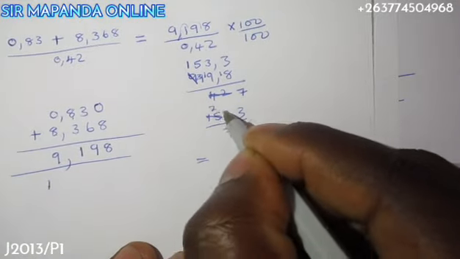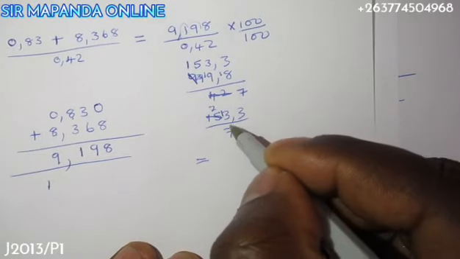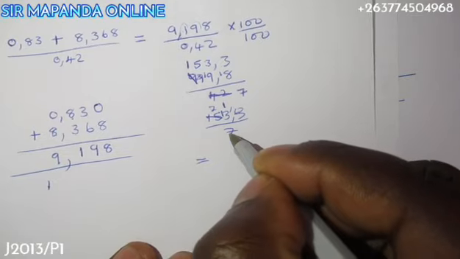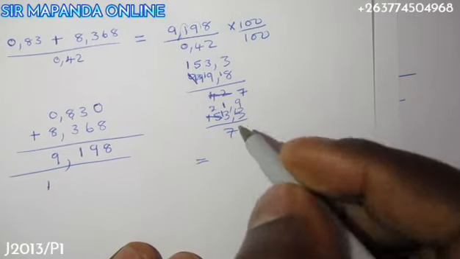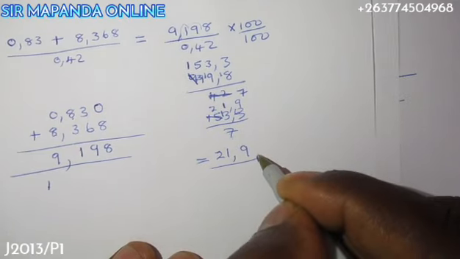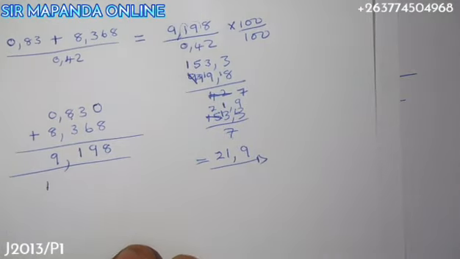So what is 7 into 15? 7 into 15 is 2, remainder 1. How about 7 into 13? You get 1, remainder 6. Then 7 into 63 is 9. So your final answer becomes 21,9. I hope you are following.